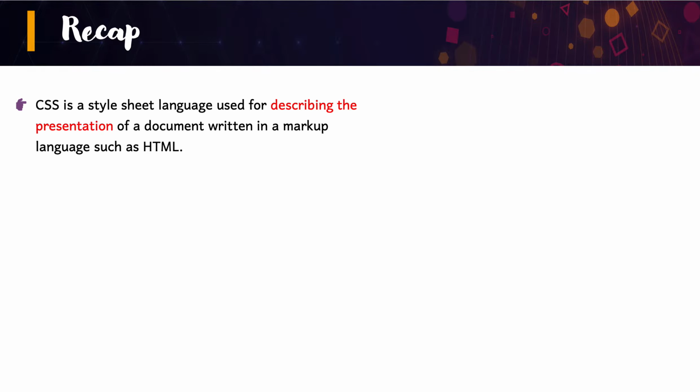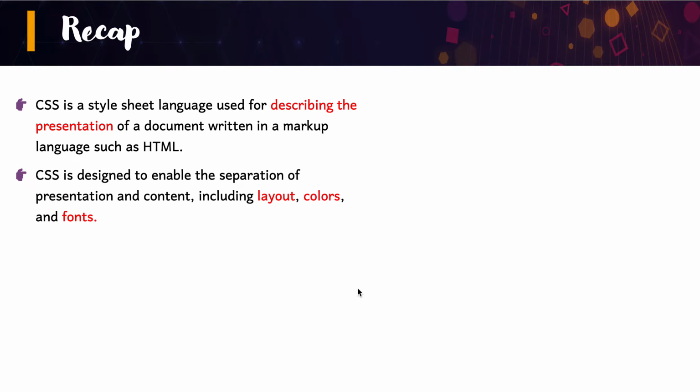So let's review what we have learnt so far. CSS is a style sheet language. It is used for describing the presentation of a document whose content, to be more precise, is written in a markup language such as HTML. CSS is designed to enable separation of presentation and content, and presentation here includes layout, colors, fonts and lots more stuff.